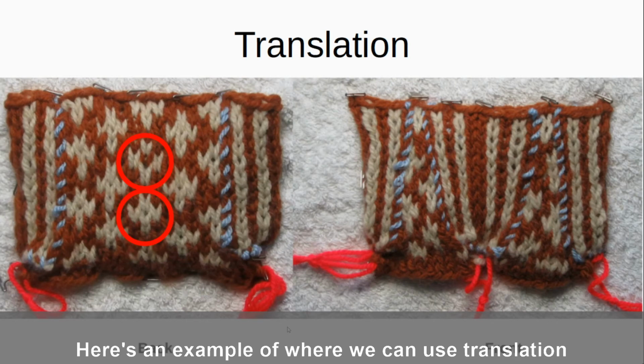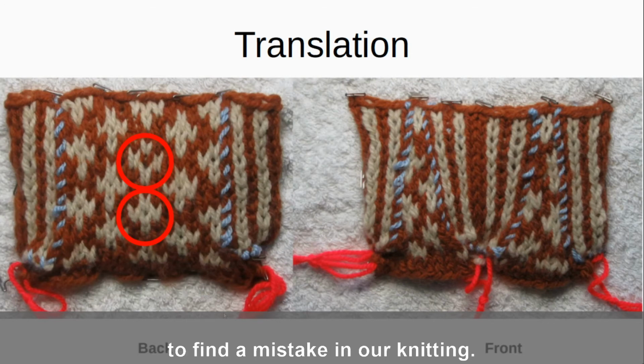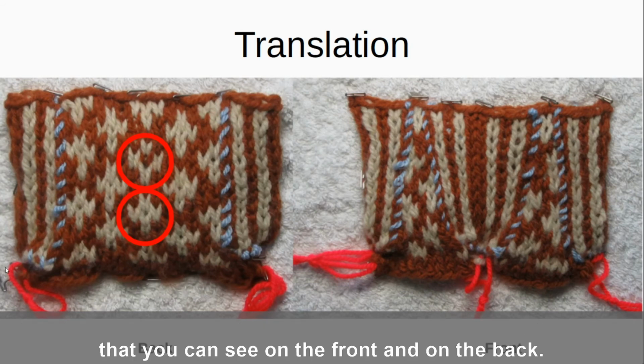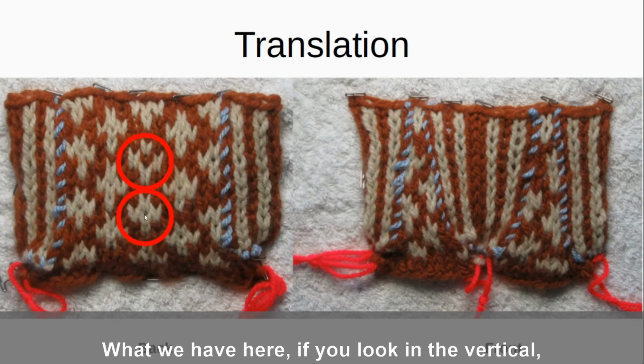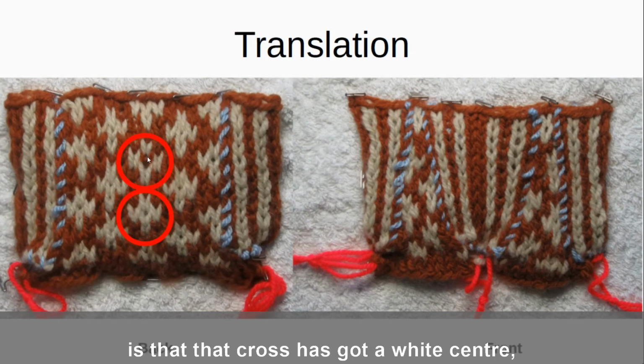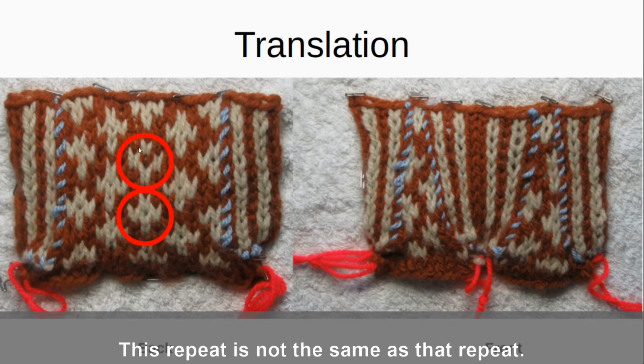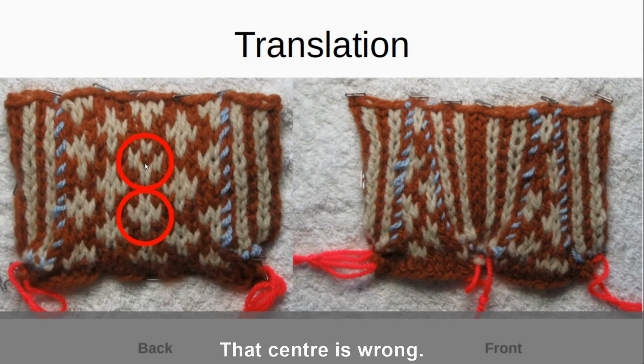Here's an example of where we can use translation to find a mistake in our knitting. In this swatch we've got a front which has a V-neck opening and armholes which you can see on the front and on the back. And what we have here, if you look in the vertical, we've got this pattern repeating there and there, is that that cross has got a white centre and that cross has got a brown centre. So there's a mistake. This repeat is not the same as that repeat, and that centre is wrong.